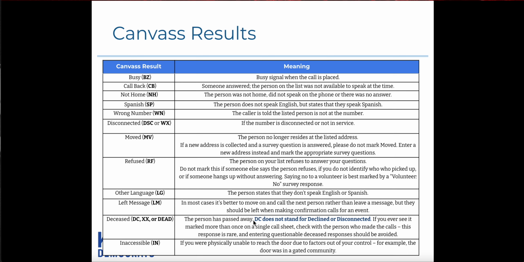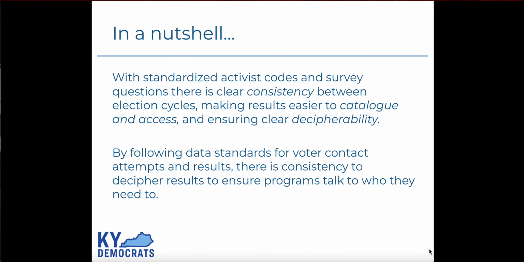The next ones, disconnected and deceased, are the ones that folks get confused a lot. DSC or WX means the phone number is disconnected or not in service. This doesn't mean they are dead. If you see DC, XX or dead, that means that person has died, or you were told they have died. So those are the ones to definitely keep in mind, and are the ones that need the most coaching.